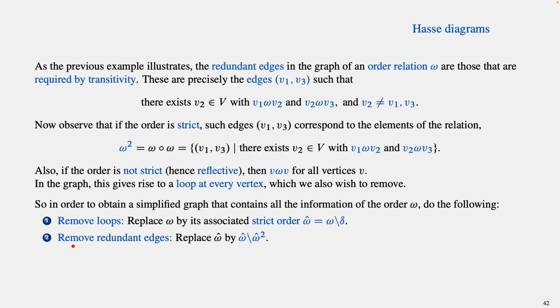Now, next we remove the redundant edges. So we remove this set here because we just identified this set omega hat squared as the set of redundant edges. And that means we replace omega hat by omega hat without omega hat squared.